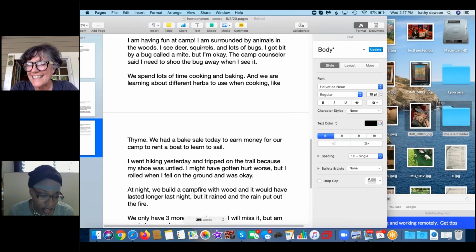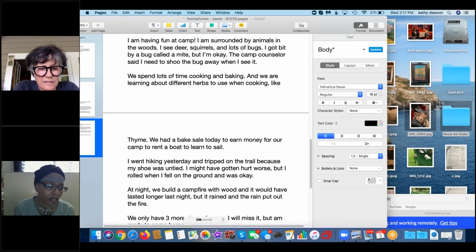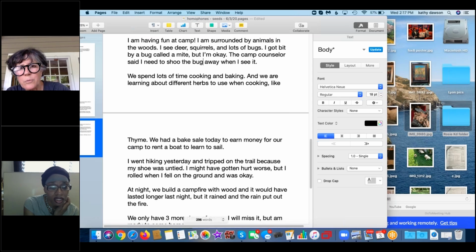Exactly. Good. I went hiking yesterday and tripped on the trail because my shoe was untied. Might have gotten hurt worse, but I rode when I fell on the ground and was okay. So now this is a little bit more difficult because there are a couple homophones in there, but the ones that match to them are earlier in the story.